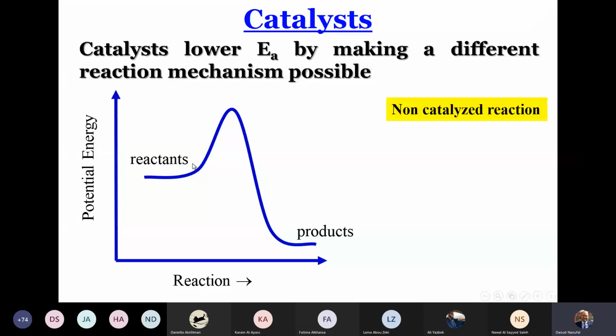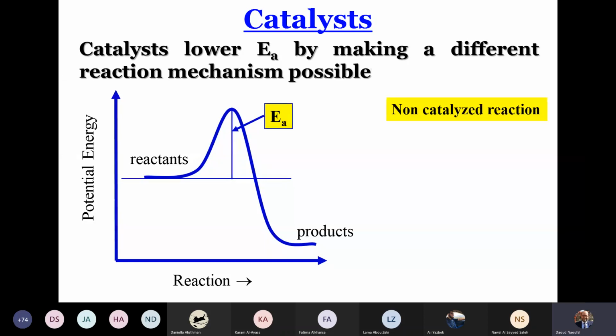What is the activation energy for this reaction, which is not catalyzed? I did not use a catalyst. The activation energy is the difference between the energy of the reactants and the energy of the activated complex. So this is the activation energy of the non-catalyzed reaction. Now I will add a catalyst to this reaction. When we add a catalyst to this reaction, the energy of the reactant and the energy of the product will be the same.